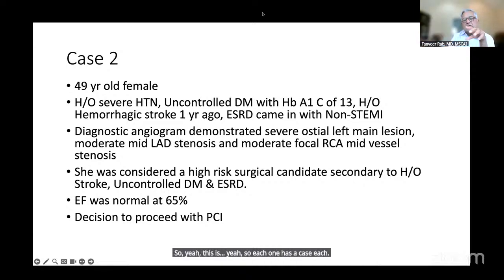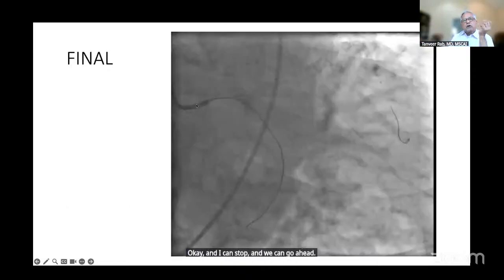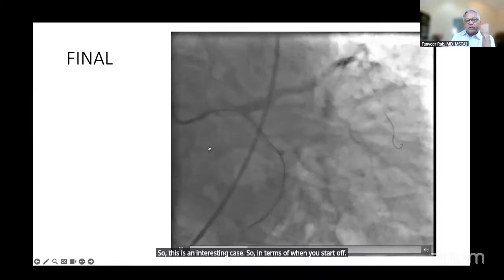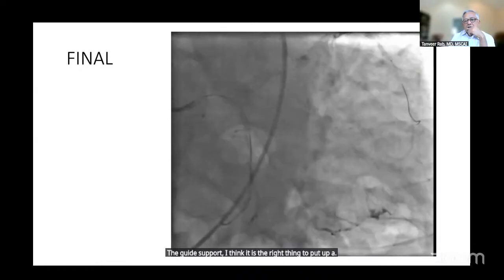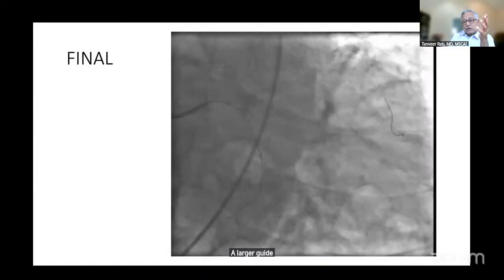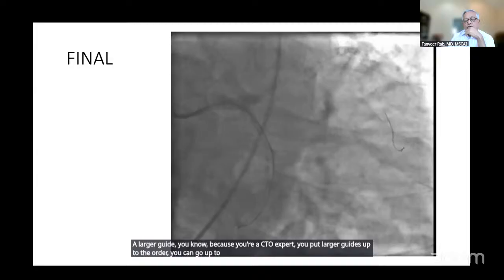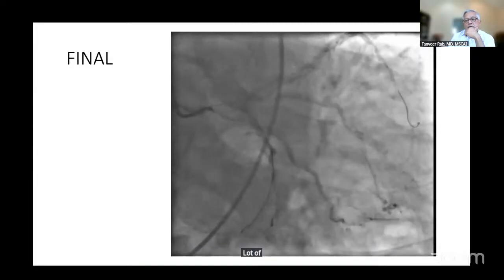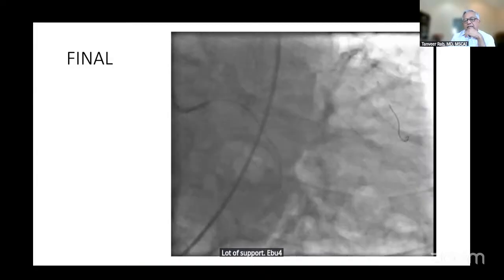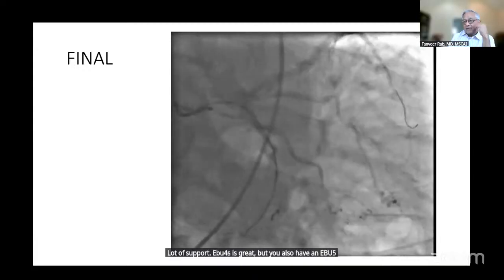So this is an interesting case. In terms of when you started off, the guide support, I think you did the right thing to put up a larger guide, because you're a CTO expert, you put larger guides up to the aorta. You can go up to 60 centimeters, so that gives you a lot of support. EBU 4 is great, but you also have an EBU 5, 4.5 is available too.